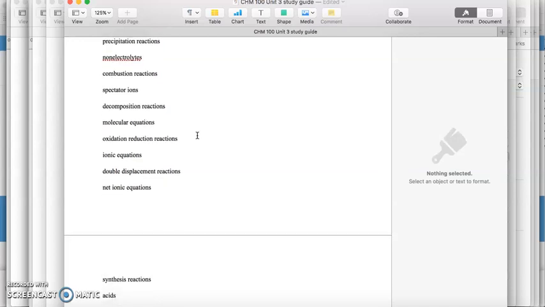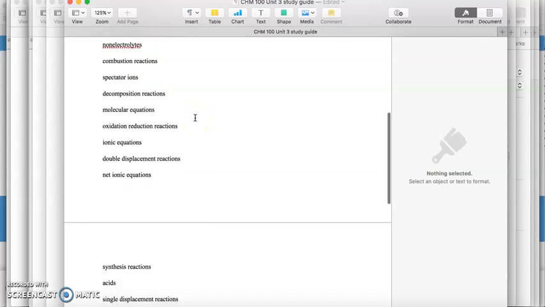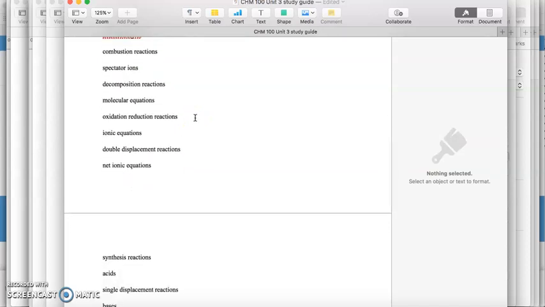Again, these definitions are all in the slides. You're just going to want to study those. I'm just kind of pointing out a few of them. Decomposition reactions are ones where they break down. Molecular equations are just equations where you actually see how many letters there are for each element.